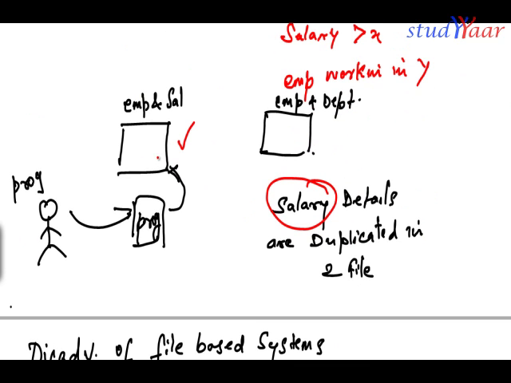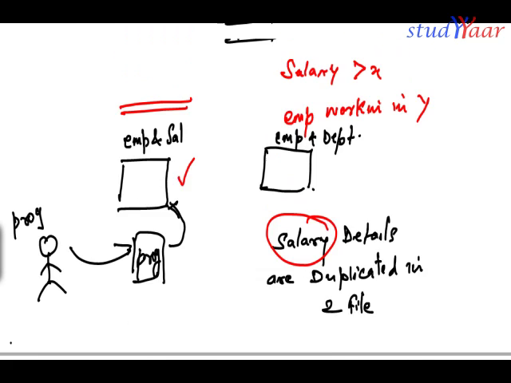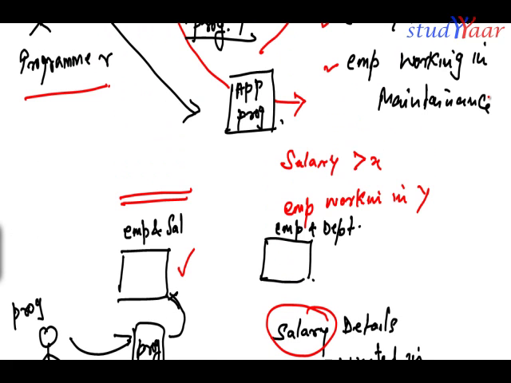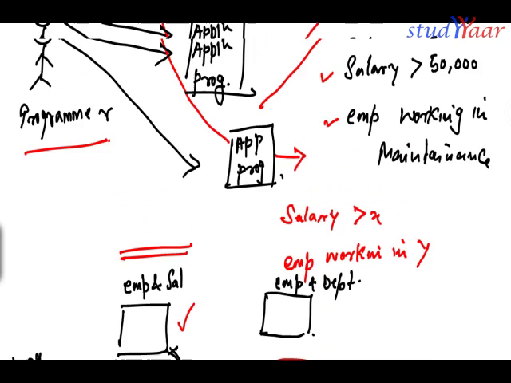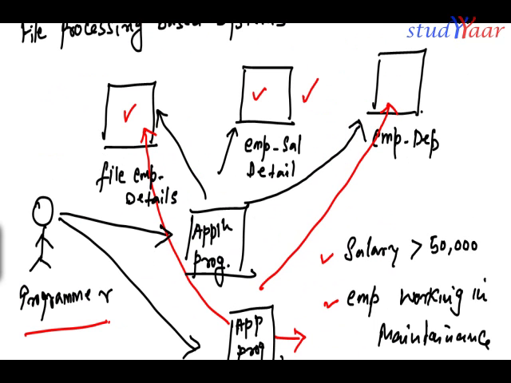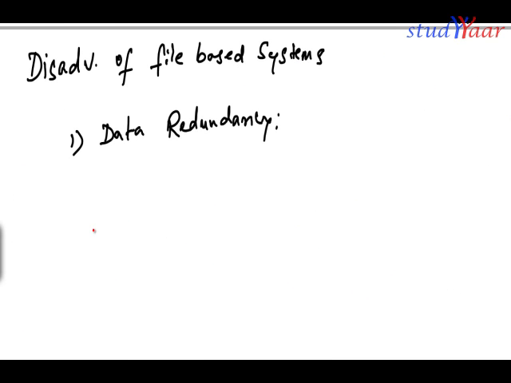If somehow I forget to make an update in the main file and I do an update only in this one, because most of the time I'm working with only this file, then there is a major problem. What's going to happen is there would be two sets of values indicating two things to me. This file would probably tell me that worker X is getting 80,000 salary, while this file is going to tell me that worker X is getting 50,000 salary. Okay, so that's a problem. So that's a disadvantage with this type of system.